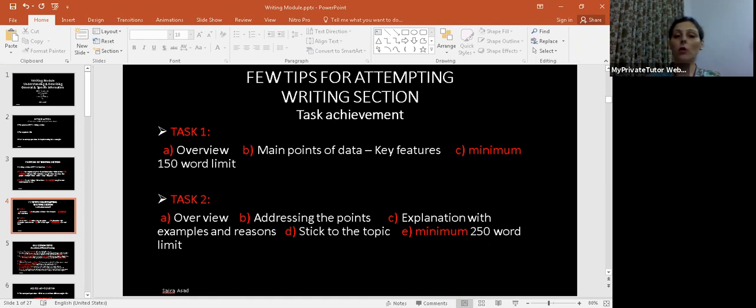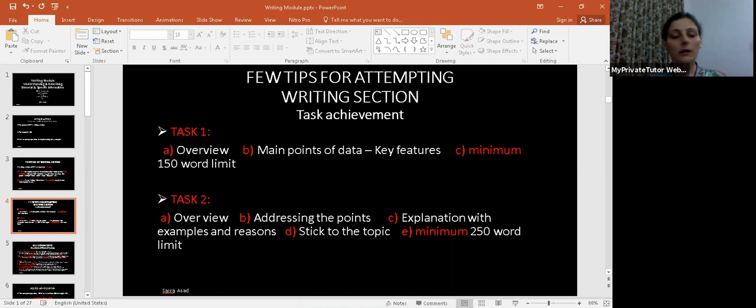Task one, overview. You're going to have an overview of the question, main points of the data, key features, minimum 150 limit. This is going to be the focus. Immediately when you see the question, you should make a plan of how you're going to manage all this, how you're going to attempt it.